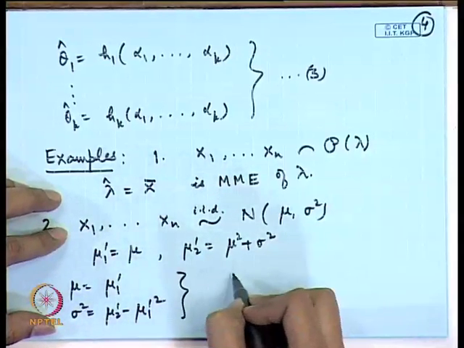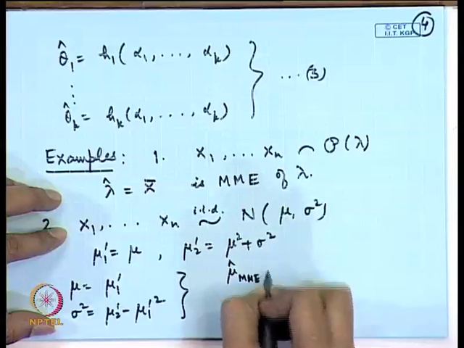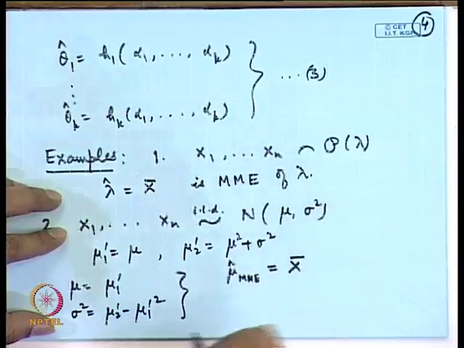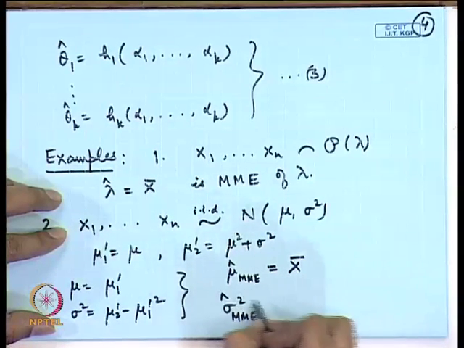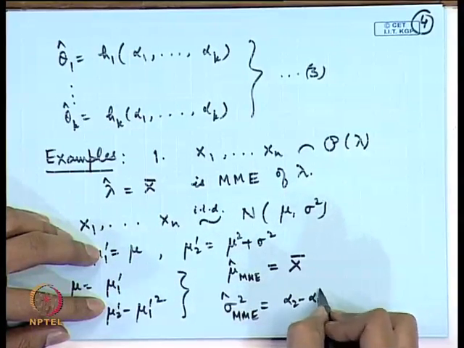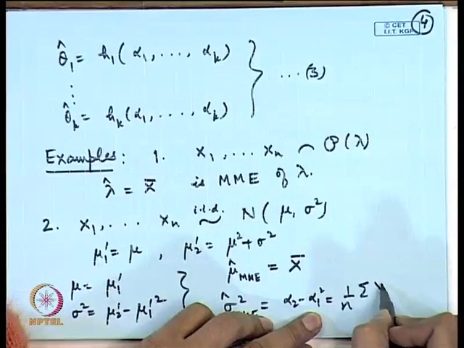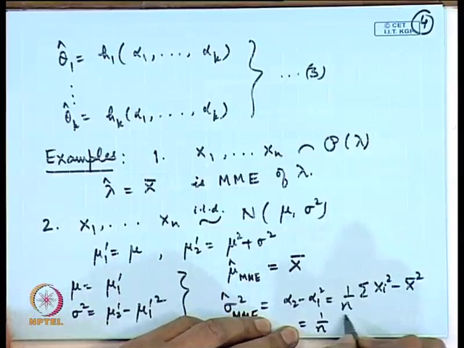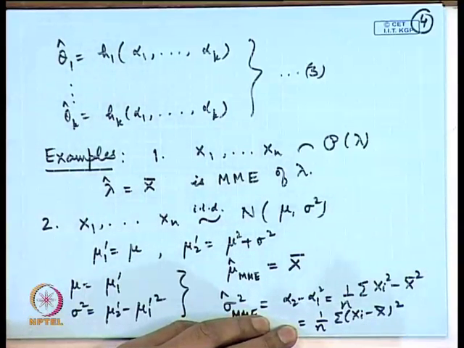So, the method of moments estimators for mu hat, let me call it MME, that is denoting the method of moments estimator of mu, is simply X bar, that is alpha 1, and for sigma square it is equal to alpha 2 minus alpha 1 square. Let us see what is the value of this. It is 1 by n sigma Xi square minus X bar square, which I can write as 1 by n sigma Xi minus X bar whole square.